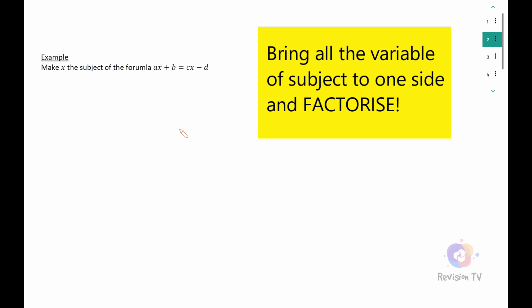Now, I'm going to color code it. That means these terms should be on the same side, and these two terms without an x should be on the other side. So we're going to bring the cx to the left hand side, and we're going to bring the plus b to the right hand side. So what does it become? ax remains on the left hand side. The plus cx becomes a minus cx. On the right hand side, we have a negative d, and the plus b becomes a minus b.